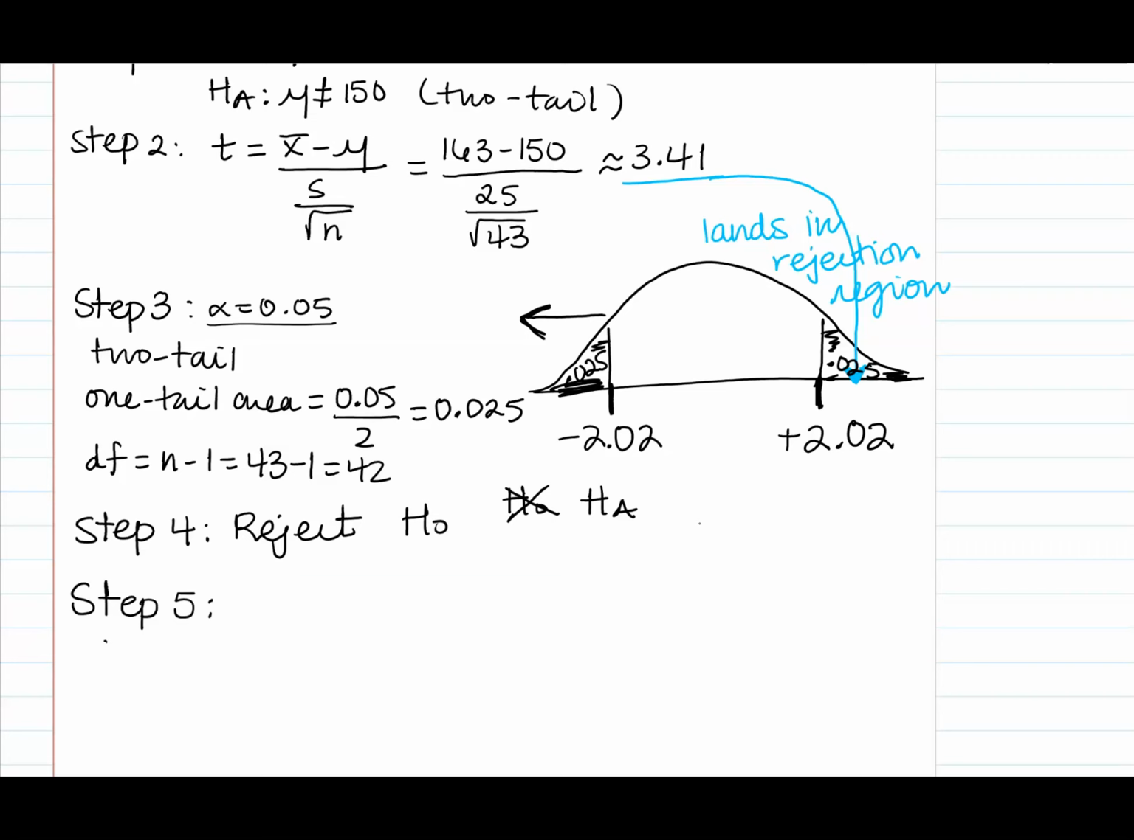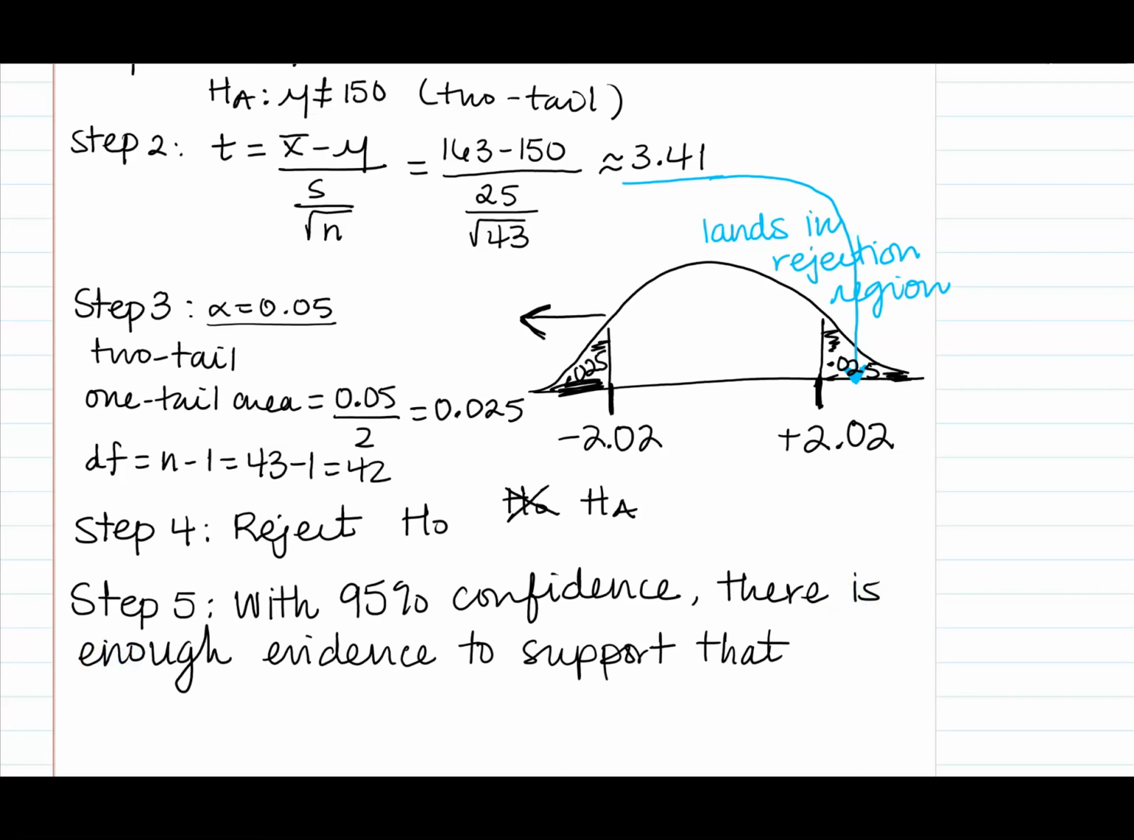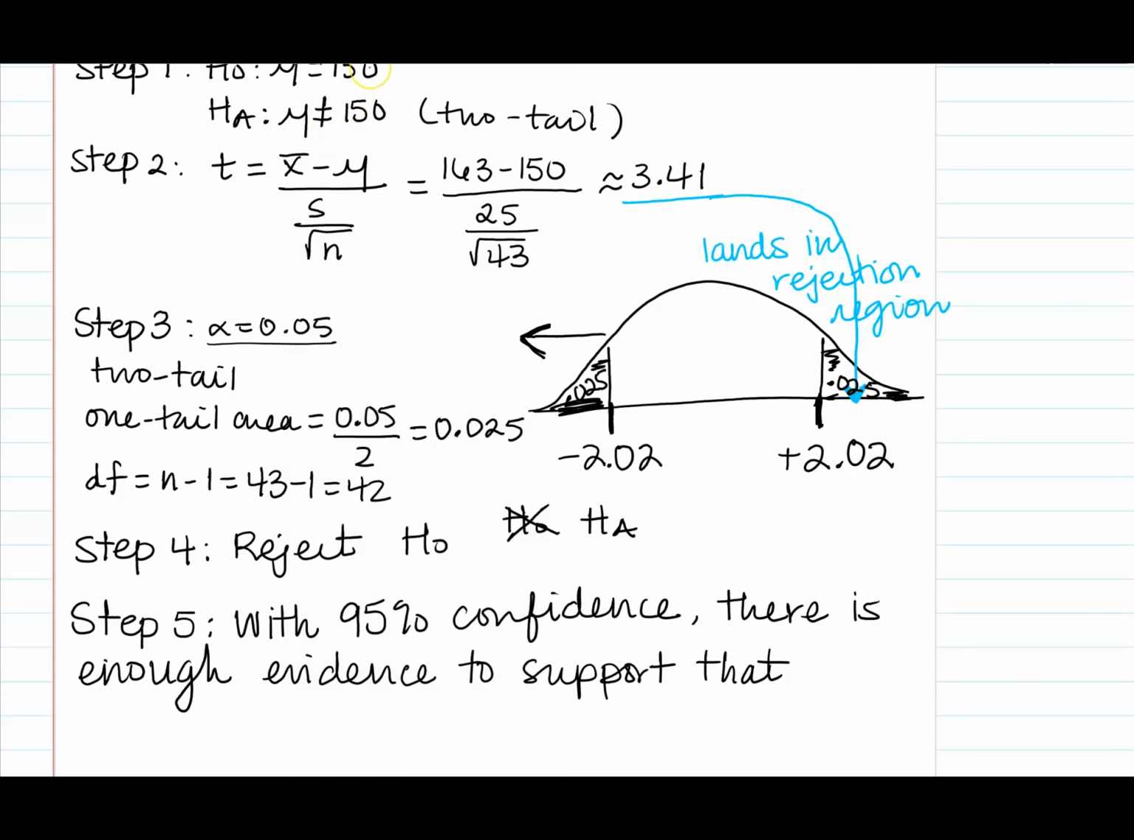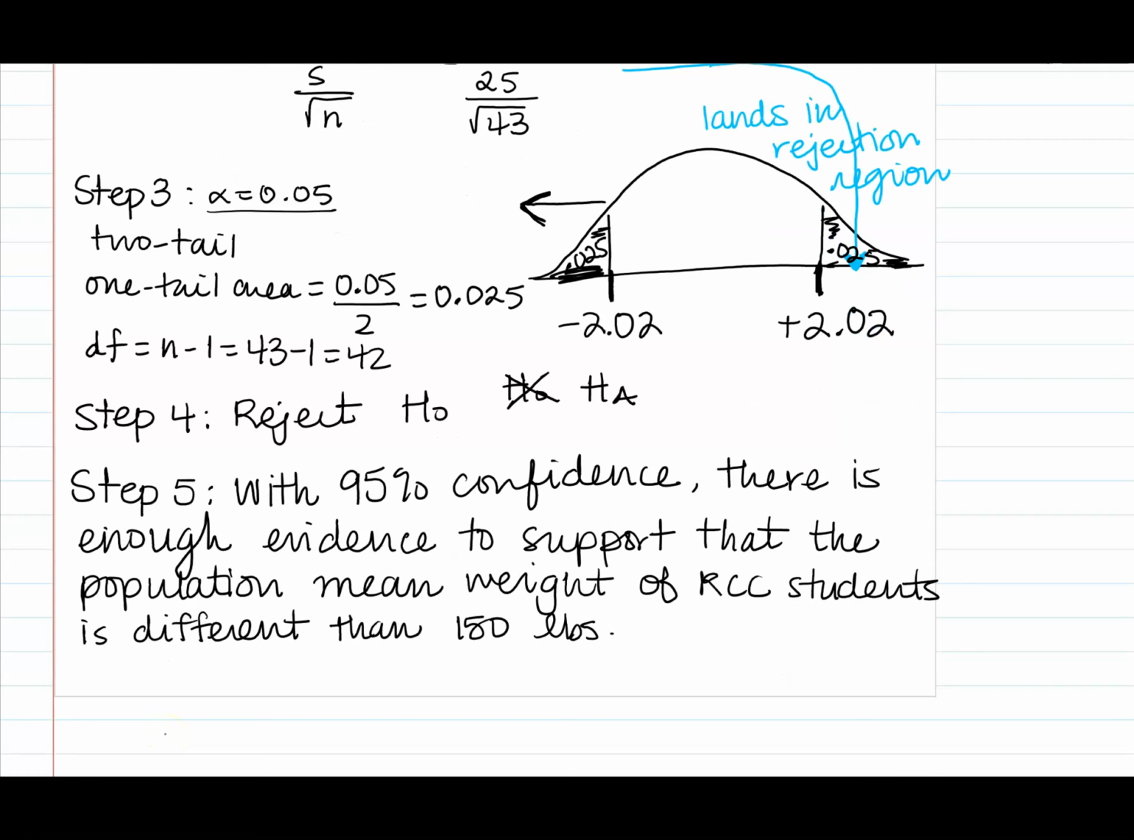So now we're ready to write our conclusion. And this conclusion is with 95% confidence. And we know that because our level of significance was at 5%. So that leaves 95% confidence. There is enough evidence to support HA. And HA is that the population mean weight of RCC students is different than 150 pounds. That concludes our conclusion that with 95% confidence, there is enough evidence to support that the population mean weight of RCC students is different than 150 pounds.